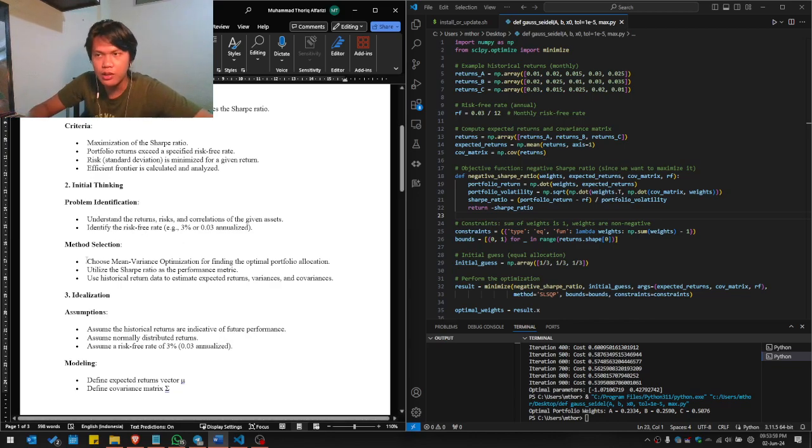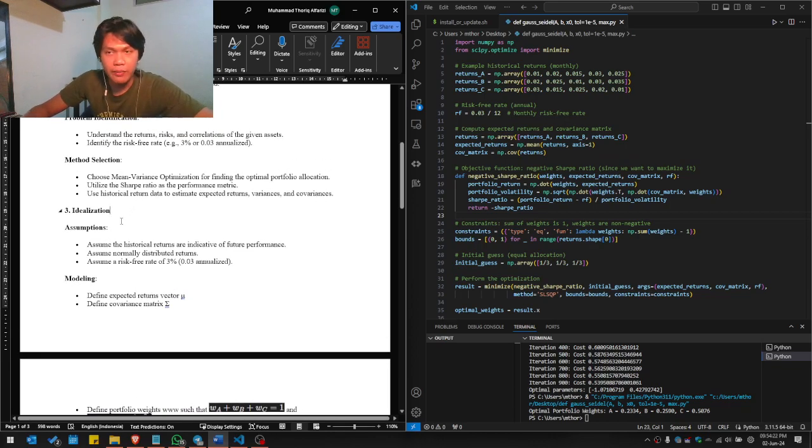And for the method selection, we choose the mean variance optimization for finding the optimal portfolio allocation. We also have to utilize the Sharpe ratio as the performance metric. And finally, use historical return data to estimate expected returns, variances, and covariances.